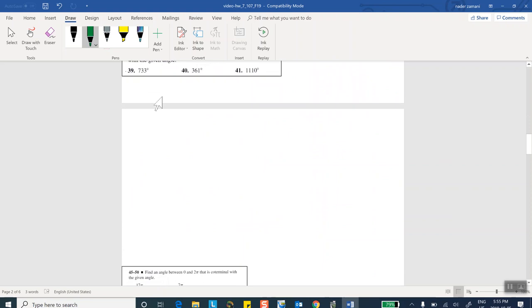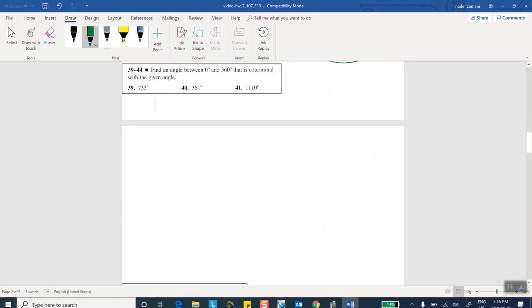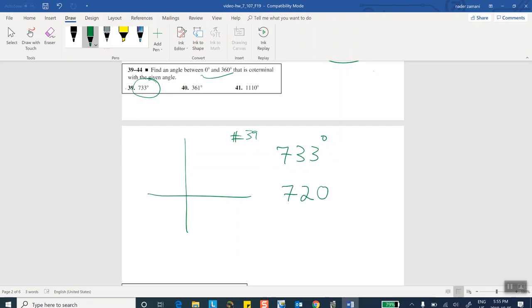Okay, let's do this thing, and it's going to be quick. It says find an angle between 0 and 360 that's coterminal to this. So let's start. 733 degrees. This is number 39. 733 degrees can be looked at as 720 degrees plus 13 degrees, right?